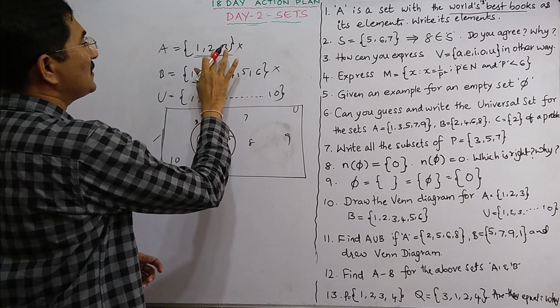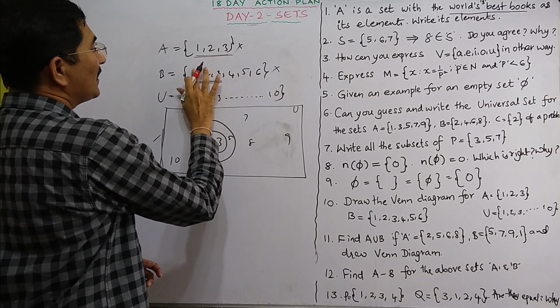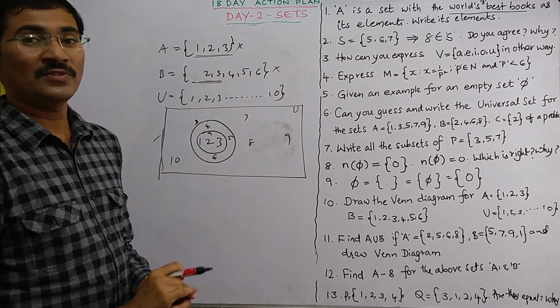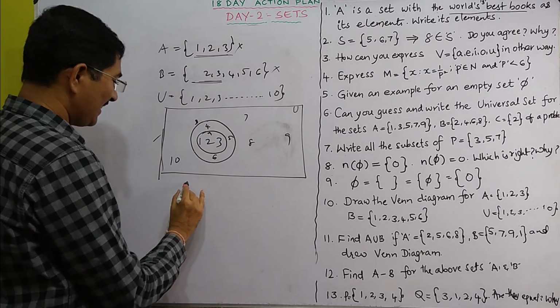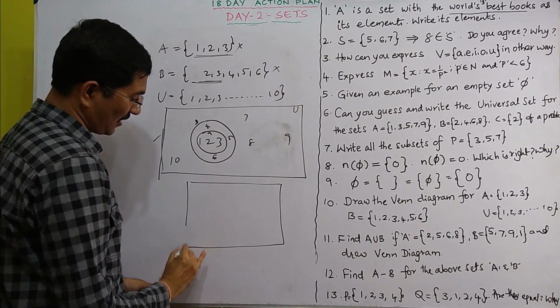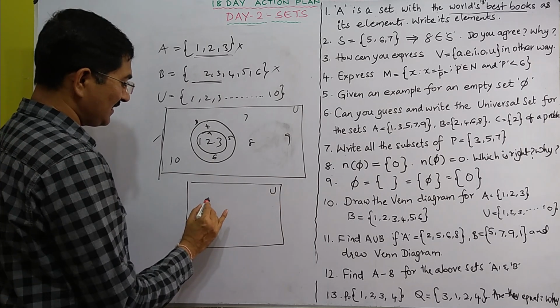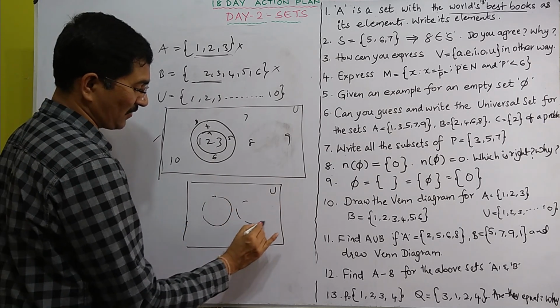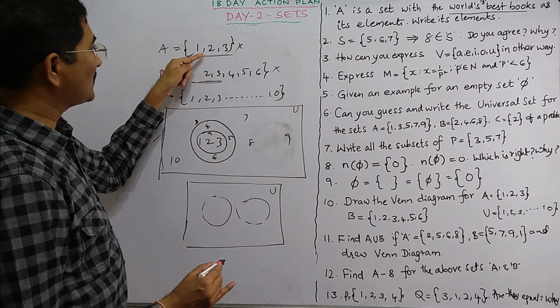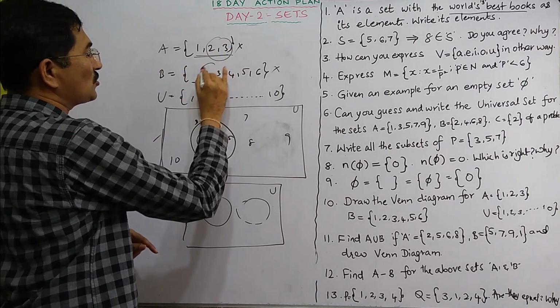For example, if there is only 2, 3 common between these two, then what happens? Let us see. Here we will draw the same thing. The universal set will be there, and inside this, let us think this is A and this is B. First of all, let us think. Now what are common? You have to check between these two.